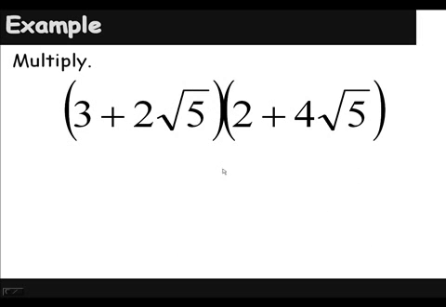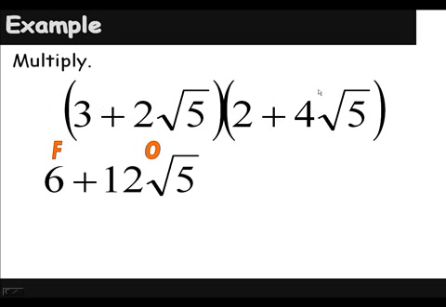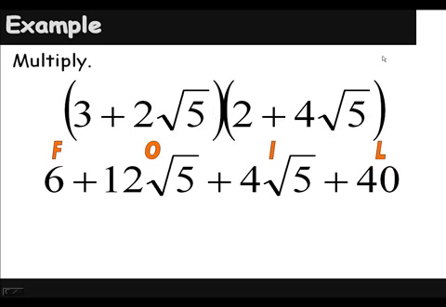Here's another example. We're going to multiply. We're going to use a method that's probably familiar to most of you. We're going to FOIL. So FOIL is first. 3 times 2 is 6. Outside, 3 times 4 root 5 is 12 root 5. Inside, 2 root 5 times 2 is 4 root 5. And finally, lasts. 2 times 4 is 8. Root 5 times root 5 is 5. 8 times 5 is 40.